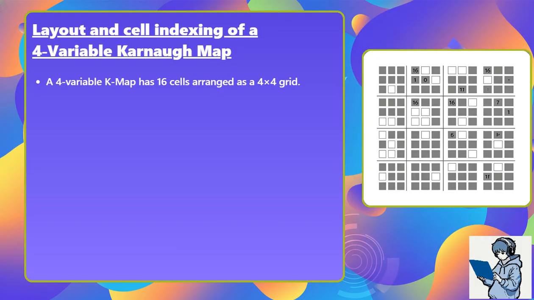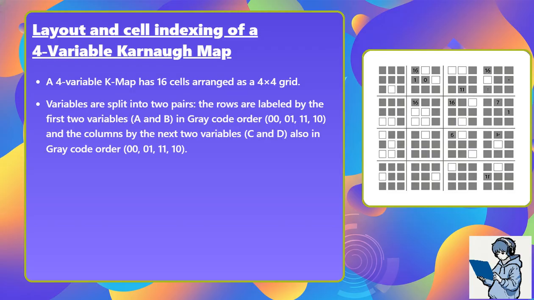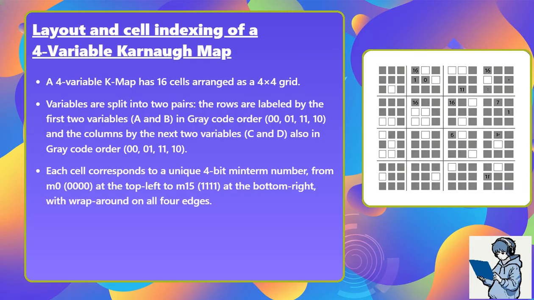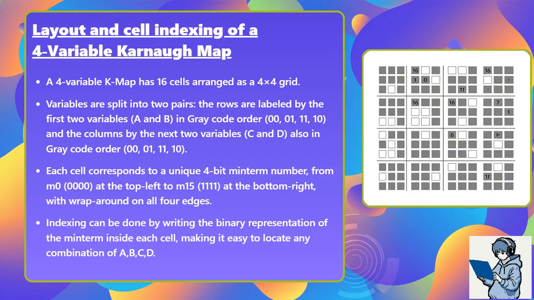A 4-variable K-map has 16 cells arranged as a 4x4 grid. Variables are split into 2 pairs. The rows are labeled by the first 2 variables, A and B, in Gray code order, 00, 01, 11, 10, and the columns by the next 2 variables, C and D, also in Gray code order, 00, 01, 11, 10. Each cell corresponds to a unique 4-bit minterm number, from M0, 0000, at the top left to M15, 1111, at the bottom right, with wraparound on all 4 edges. Indexing can be done by writing the binary representation of the minterm inside each cell, making it easy to locate any combination of A, B, C, D.